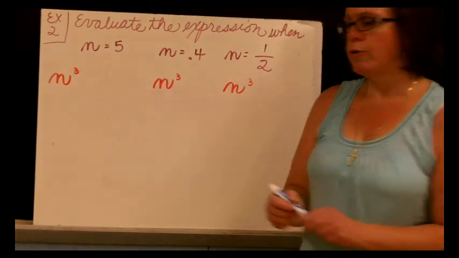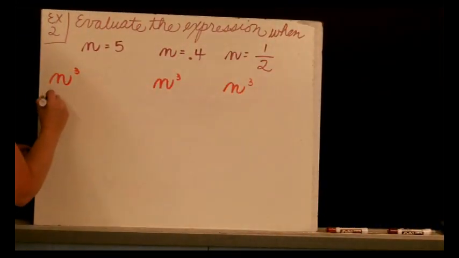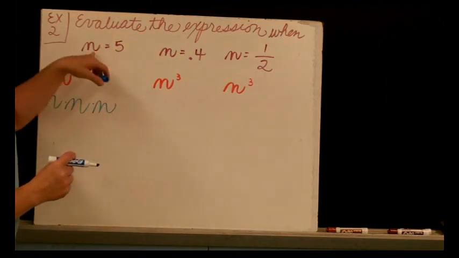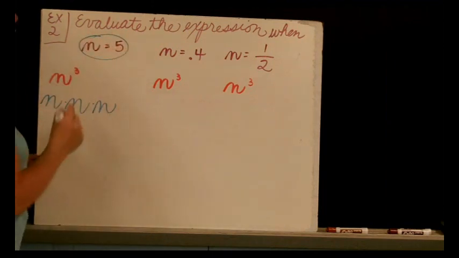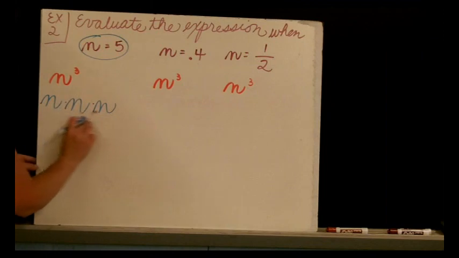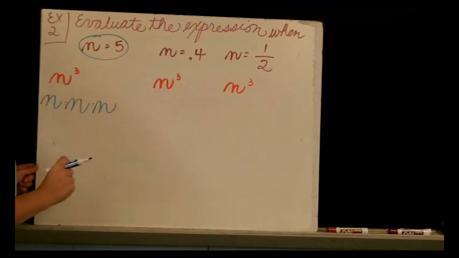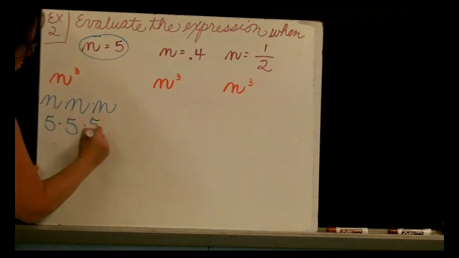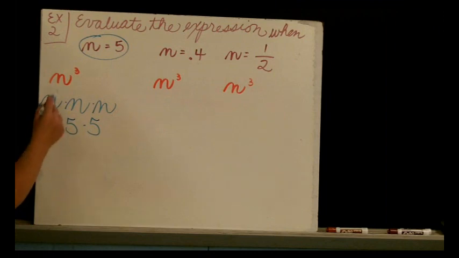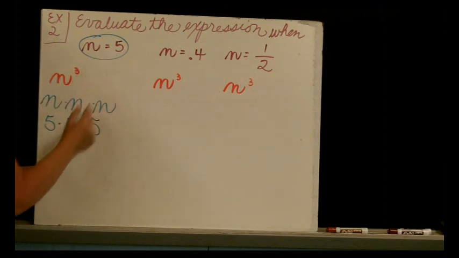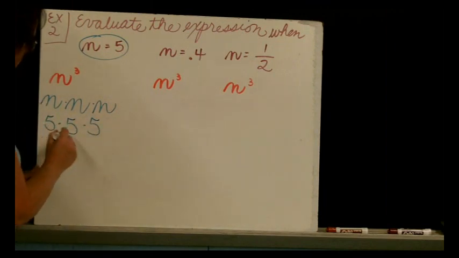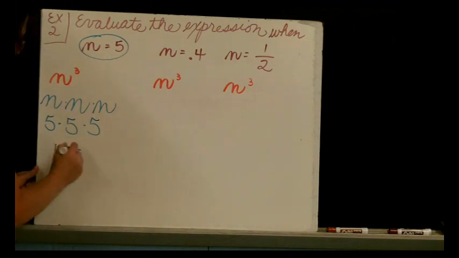n to the 3rd power means n times n times n. Now firstly, we're going to work over here with n equaling 5, which means now that we've written the expanded form of this expression, we're going to substitute in the number 5 because that's the value we're working toward. So n to the 3rd power, when n is 5, is 5 times 5 times 5. And now you have to solve it. 5 times 5 is 25. 25 times 5 is 125.